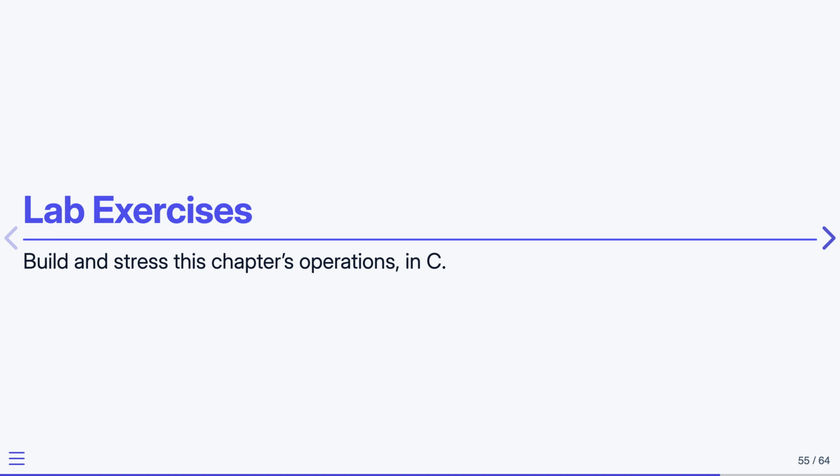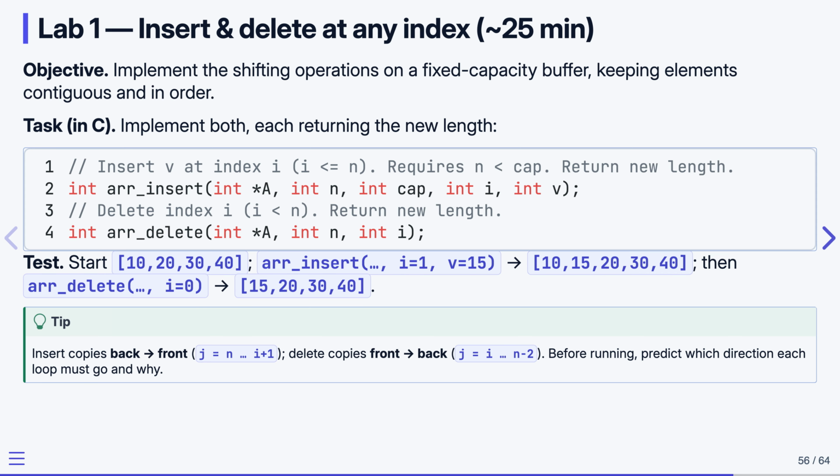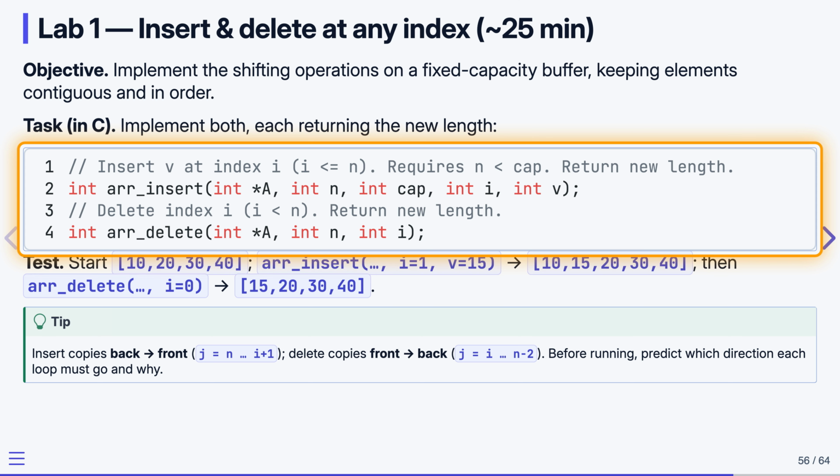Now it is your turn to write some code. In these labs, you will build and test the array operations from this chapter in C. This is Lab 1. It takes about 25 minutes. Your goal is to write the shifting operations against a fixed size buffer and keep the elements packed together and in order. You will write two functions in C.